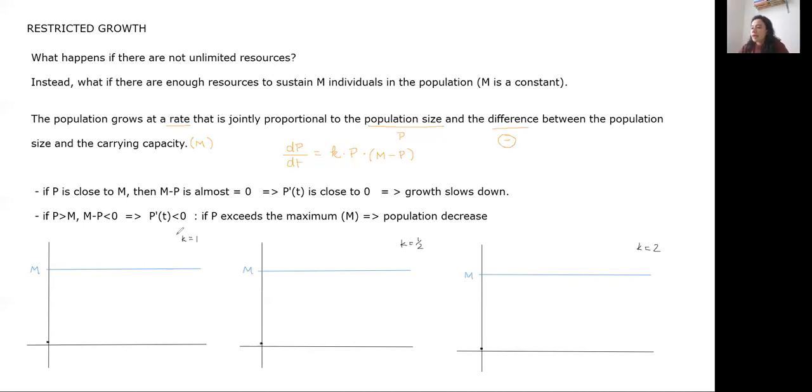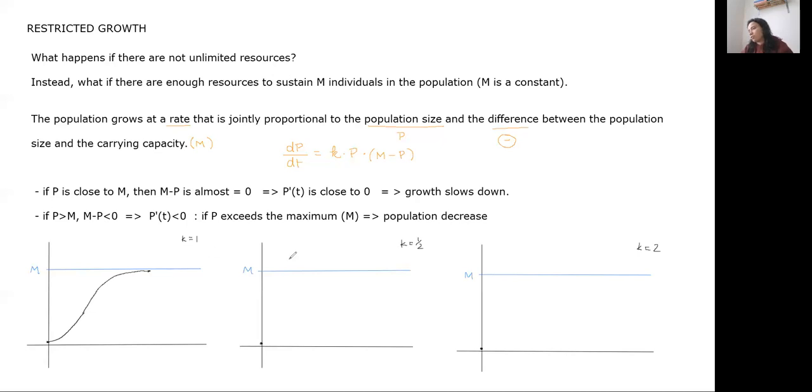Okay, so if k is equal to 1, then at the beginning over here, my population is going to start to grow, and the larger my population gets, the more it's going to grow, right? Because the more animals I have, the faster they're going to reproduce. So that's going to be the beginning over here. But then at some point, you see, I'm going to start getting close to M. And if I start getting close to M, that means that my resources are going to start running out. And so my population is going to have to slow down. And so I'll end up with something that looks like that.